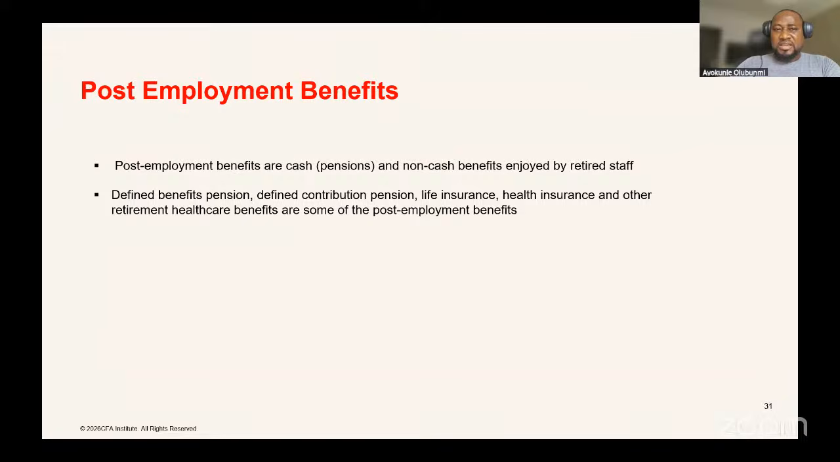Now, let's talk a bit about post-employment benefits. Some of them can be cash or non-cash. The cash benefit is most often your pension, while the non-cash benefits are your insurance, life assurance, and some other benefits that retirees typically get. In terms of pension, as you all know, you can have defined benefit or defined contribution.